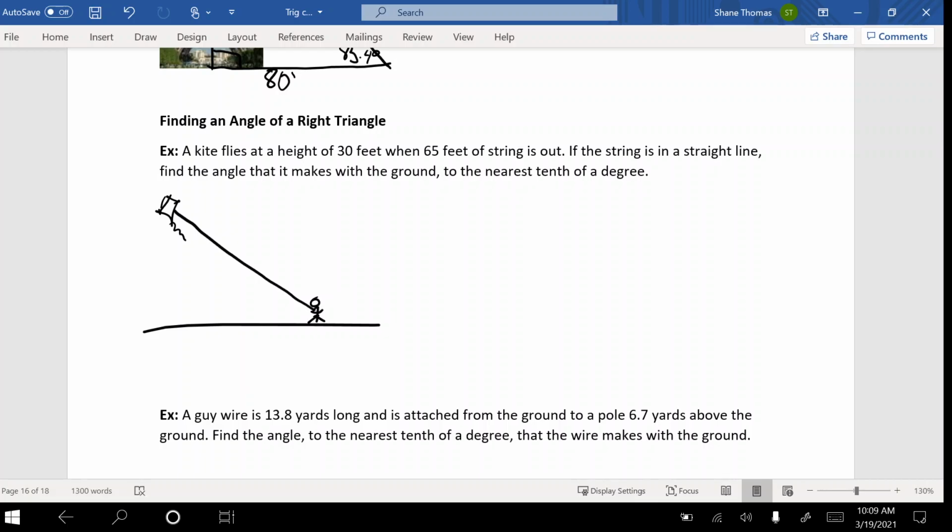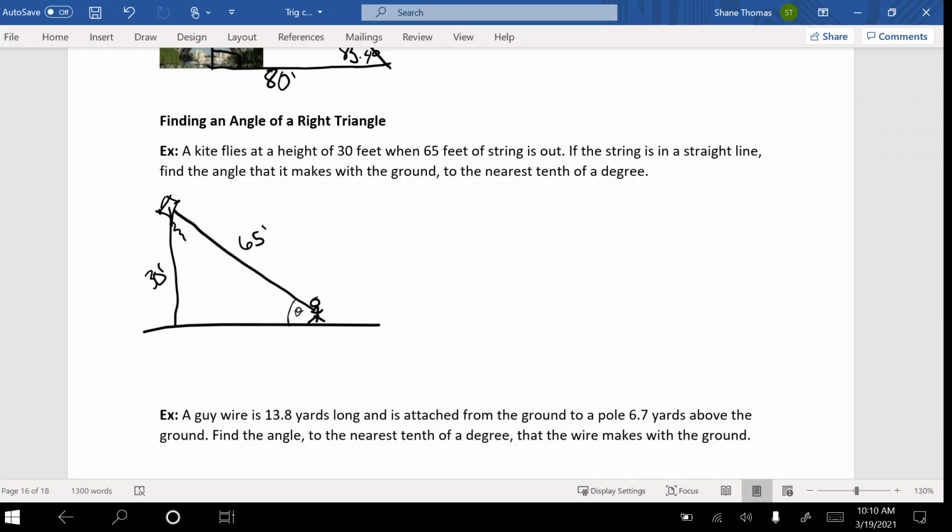All right. So there's our kite flying. It's 30 feet above the ground. So this is 30 foot tall. All right. How much string do we leave out? 65 feet. So we want to know what angle this thing makes to the ground. And, you know, you're holding the string out in your hand. So we are looking for this angle right here. That's going to be our theta.